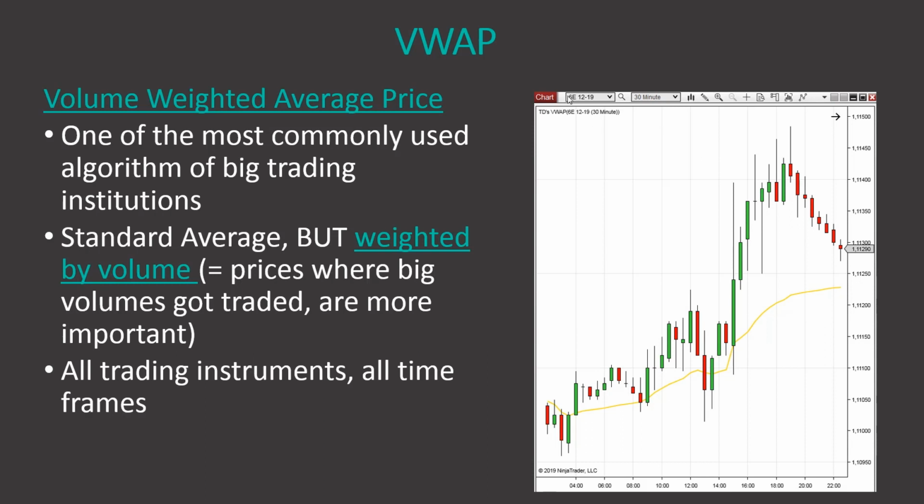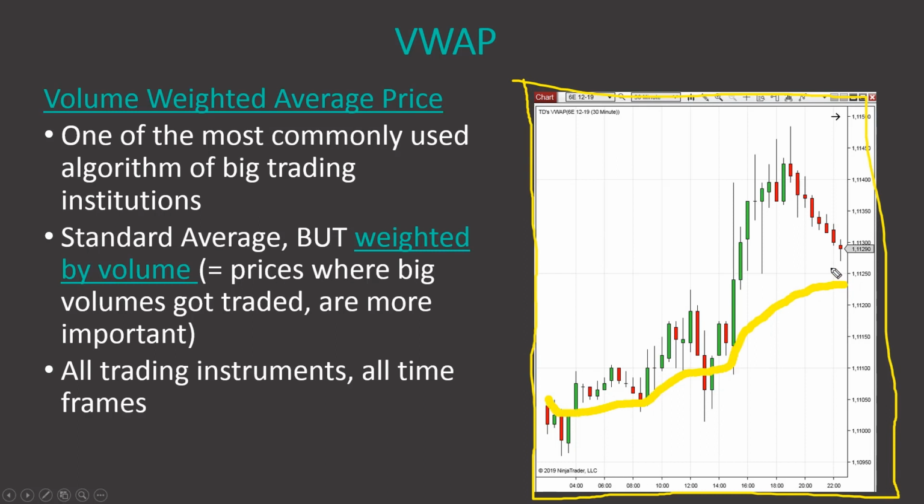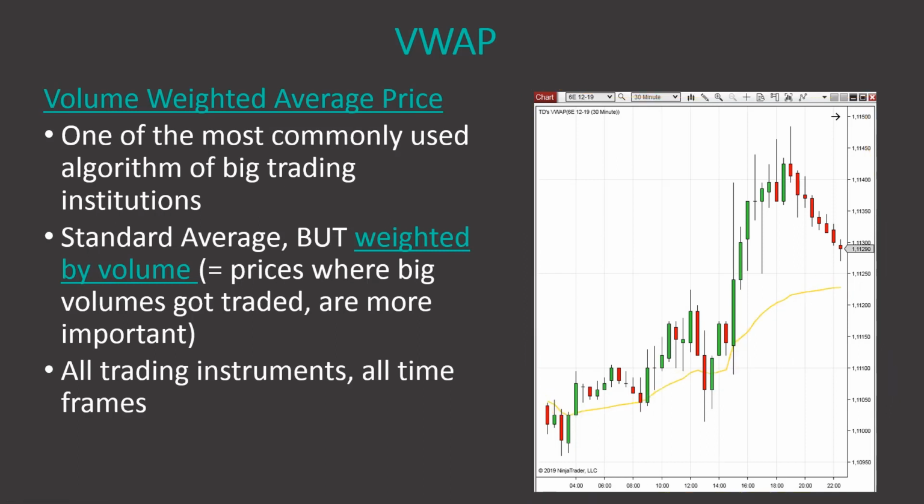Now, how it looks. If you look at this picture, a VWAP is basically a simple line. In my software, it is a yellow line. That's it. That's VWAP. It's pretty simple, but there's a lot more to it, and there are a lot of trading strategies you can use it for.